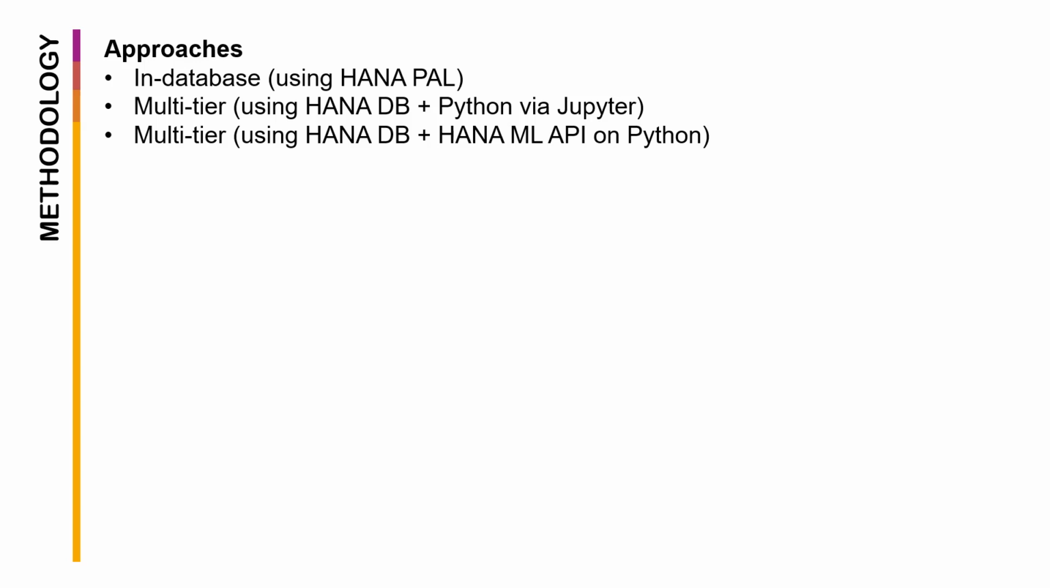Okay, so from the objectives, we want to measure 2 approaches, but we added another one, which is also part of the multi-tier approach but leverages a specific Python library, which I will explain later on. The 2 other approaches would be, of course, the in-database approach using the HANA PAL, and the second approach is the multi-tier approach, which leverages the same HANA database as the data source and Python via Jupyter Notebook as the client system.